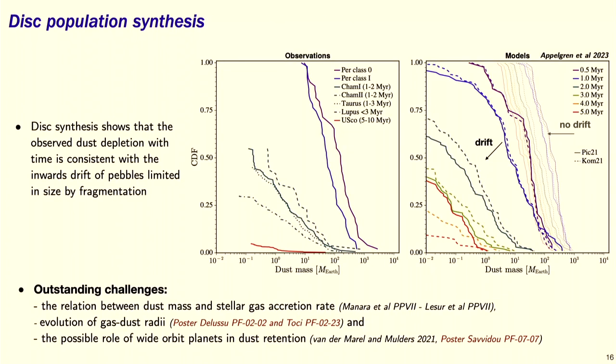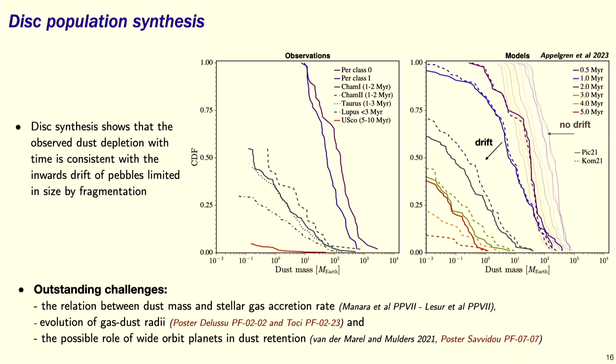And then you can do population synthesis of protoplanetary disks. So you make a model that includes pebble growth, drift, and fragmentation for a whole class of protoplanetary disks around a cluster with a stellar IMF. And here you have the observations again, and this is what the model shows. So just look at the thick solid lines here. You see that over time, from 0.5 million years to 5 million years, the cumulative mass distribution decreases with time in this fashion, pretty consistent with what we observe. But if you would make a model that does not include pebble drift, you have to look at the thin lines here, and it is clearly not compatible with what we see in the observations.